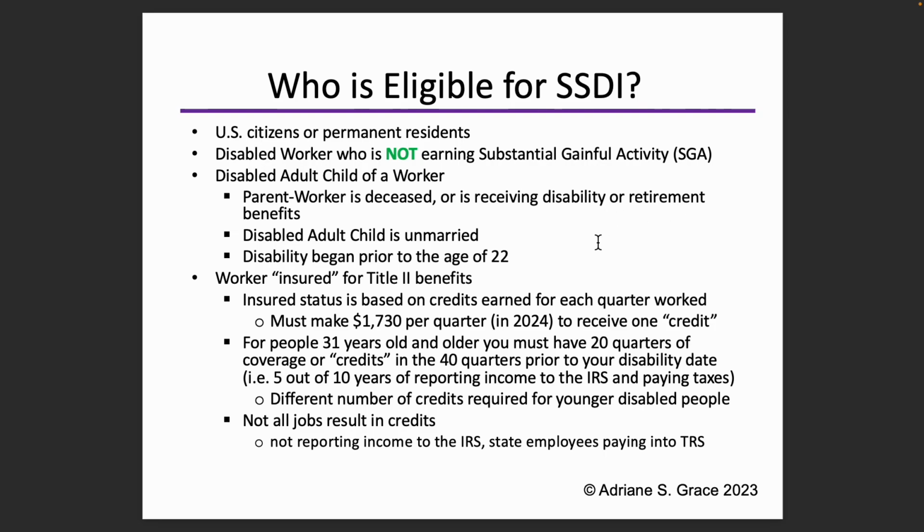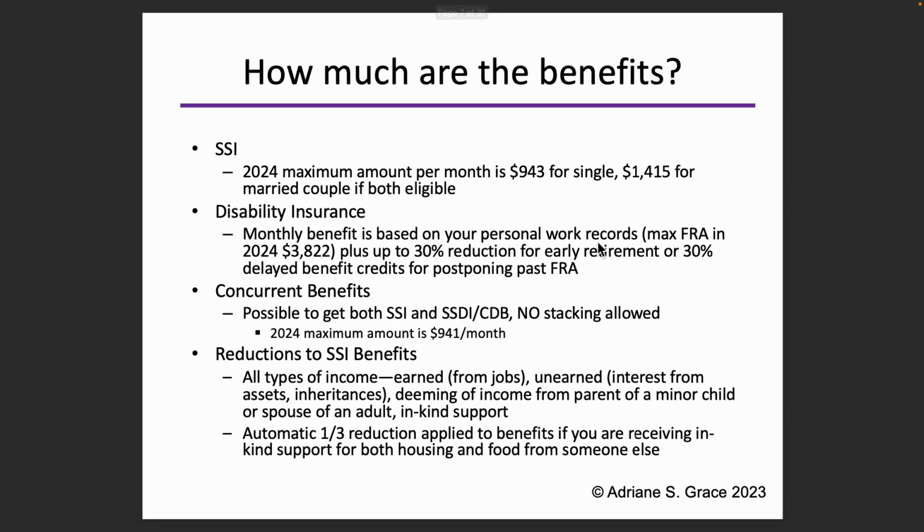Okay, so the next slide is how much are the benefits. As I said, 2024, the maximum benefit for SSI is $943. It's a flat grant program, so you don't get more than that. There are some rules that you need to be aware of that could reduce that benefit, and we'll get to that. The married couple rate is only if both are eligible for SSI. Most people have figured out the math on that, that it's cheaper to be divorced than married, both receiving SSI. So few people do that.